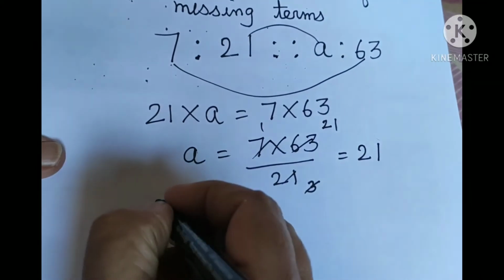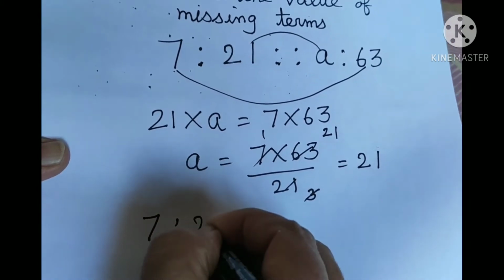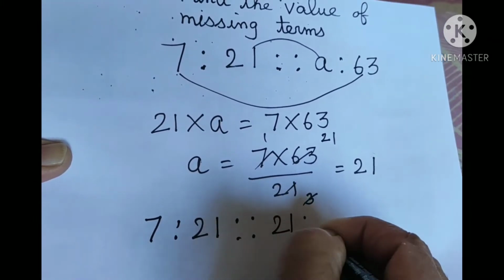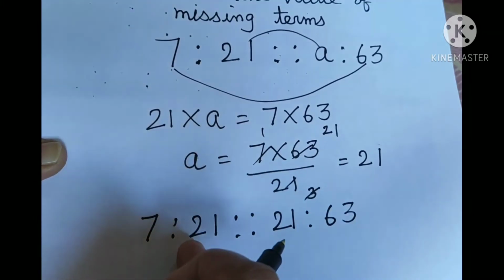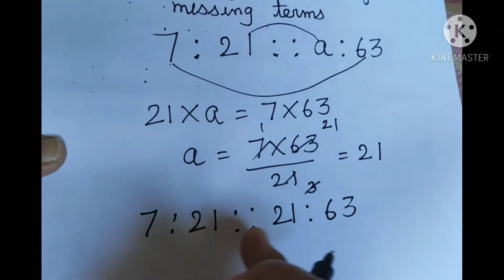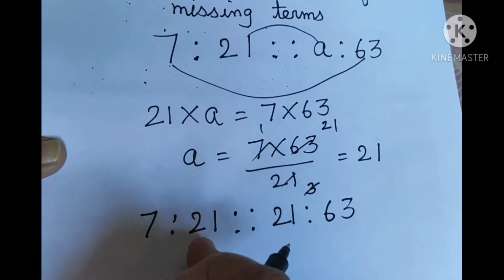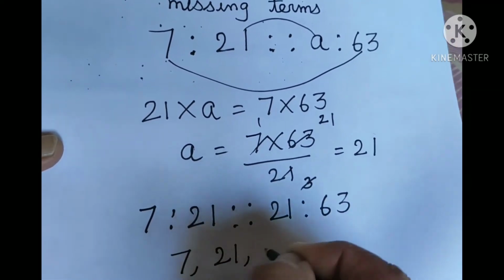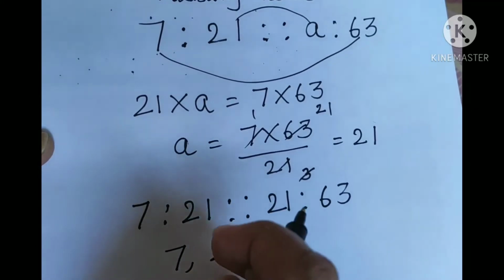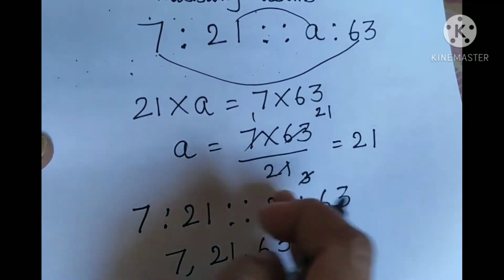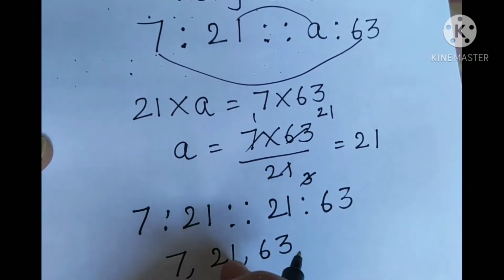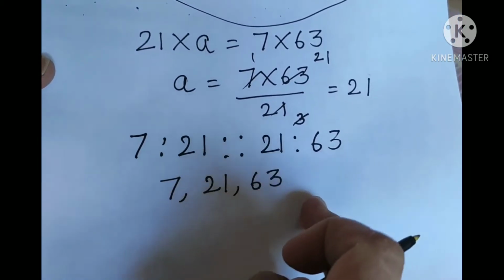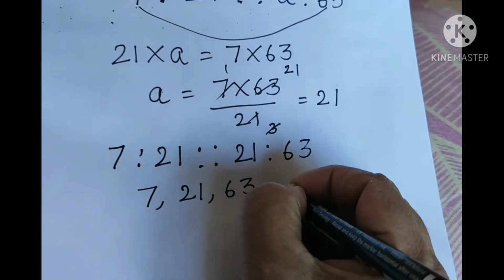Now look at 7 is to 21 proportion to 21 is to 63. See, the means are the same, that is, the second and third terms are the same. So if they are the same, this ratio can be written as 7, 21, 63. That is said to be continued proportion.